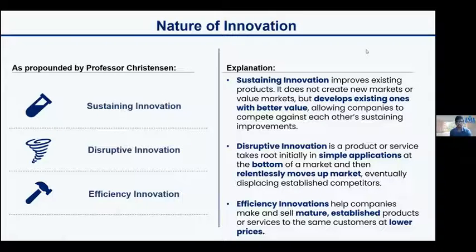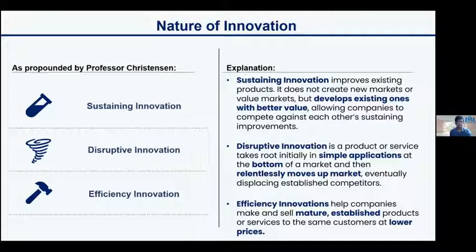Sustaining innovation refers to improving existing products. It does not create new products, but develops existing ones with better value. This is something which is carried on by mature companies, and a lot of money is spent in the R&D labs of these companies for sustaining innovation. Efficiency innovations help companies make and sell mature and established products to the same customer at lower prices.